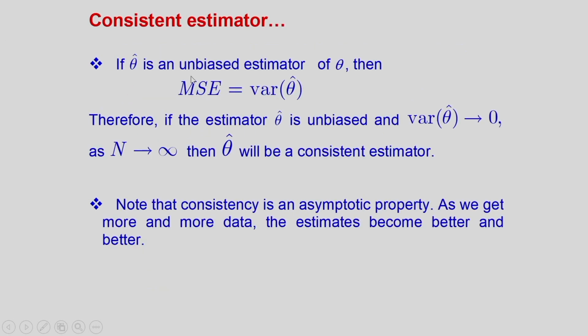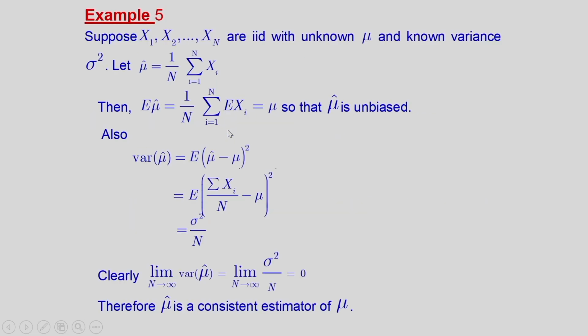Now, if theta hat is unbiased, in that case MSE is the same as the variance of theta hat. Thus, if the estimator theta hat is unbiased and the variance of theta hat goes down to 0 as n tends to infinity, then theta hat will be a consistent estimator. Note that consistency is an asymptotic property. As we get more and more data, the estimate becomes better and better. That is the concept behind consistent estimators.